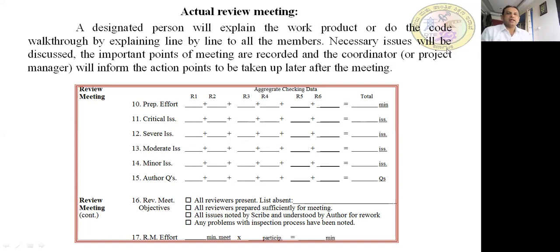Is it clear? Yes. Then if there are any issues, the manager will note them down, and they will take up the action plan later. For the review meeting, all these things need to be in the given format. You see, preparation effort, critical issues, severe issues, moderate issues, minor issues, or any other categories. So how many are there in total?